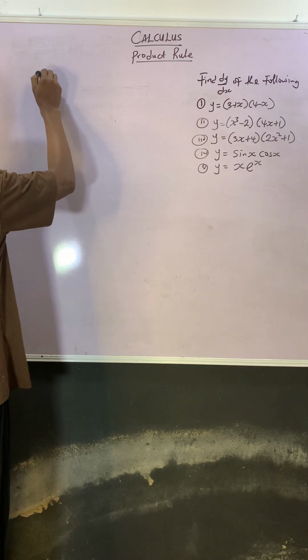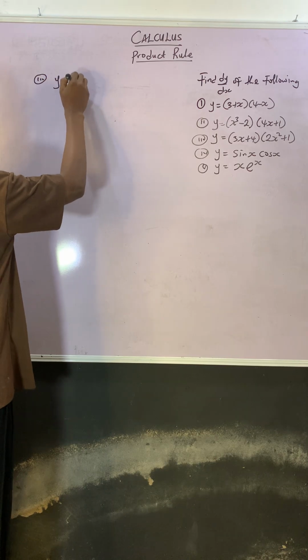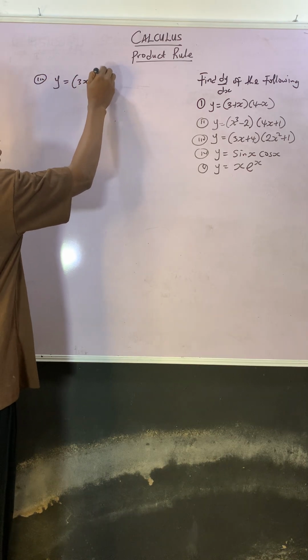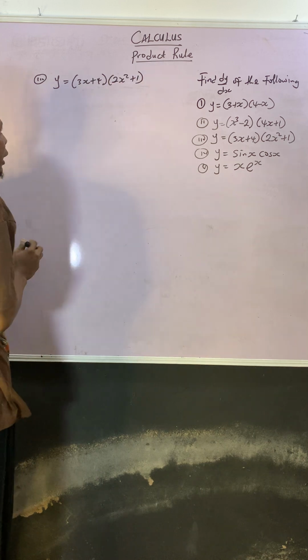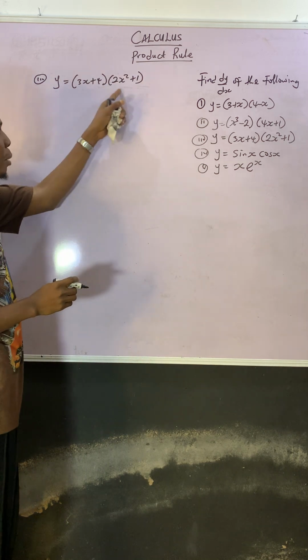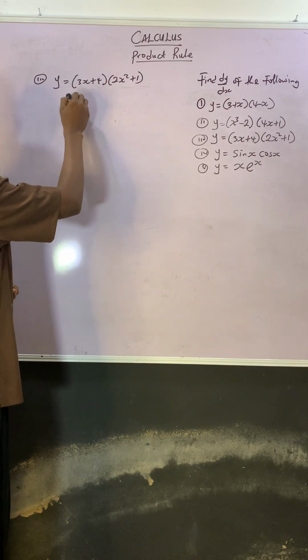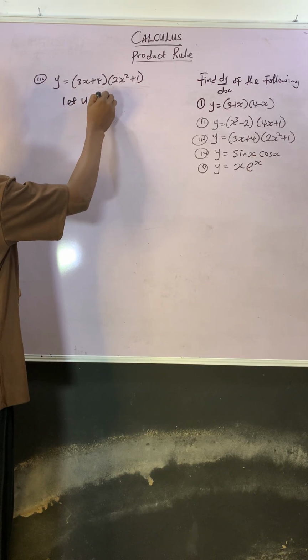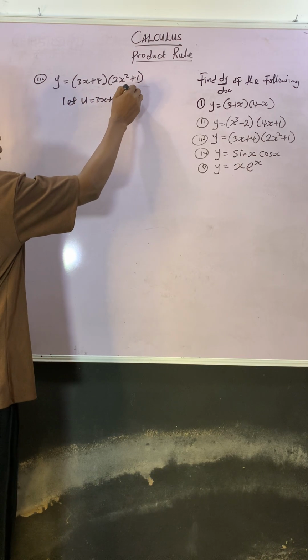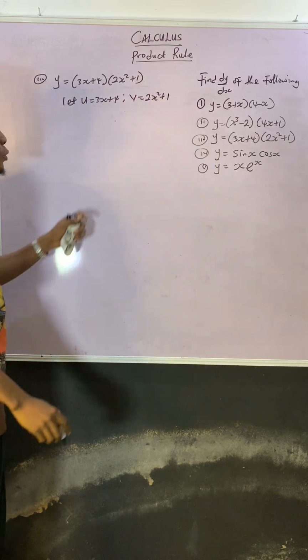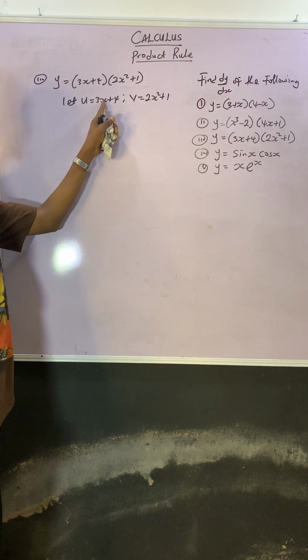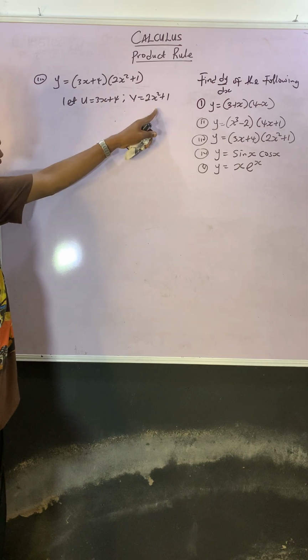So for question number 3, we have y equals 3x plus 4, bracket, 2x squared plus 1. Remember, assign an alphabet to both of them. Let u equal 3x plus 4, and let v equal 2x squared plus 1. You differentiate u with respect to x, and you differentiate v with respect to x.